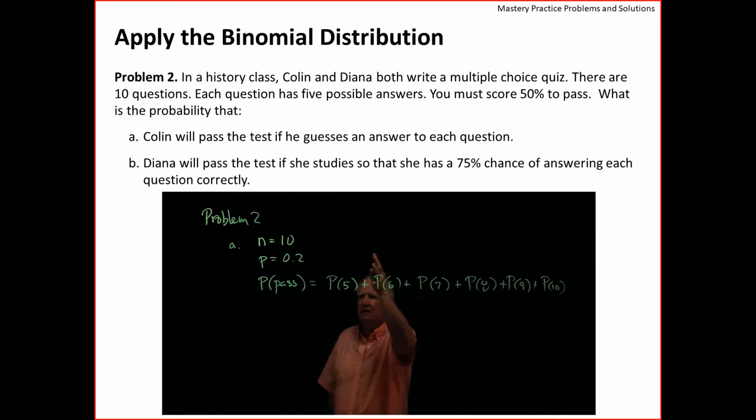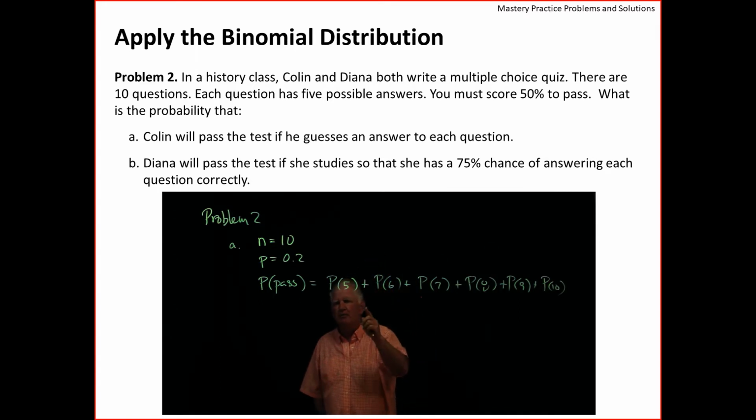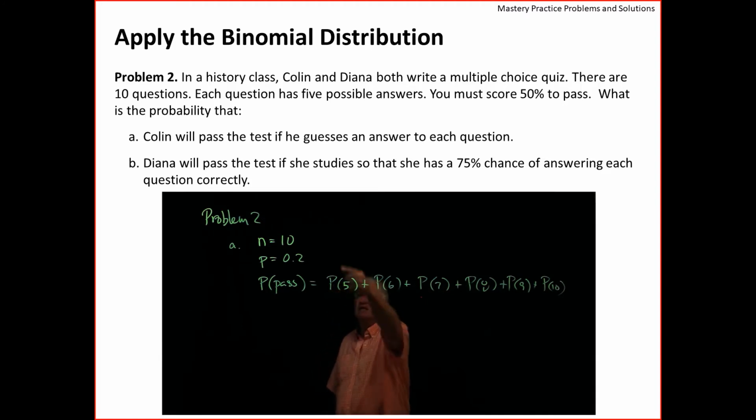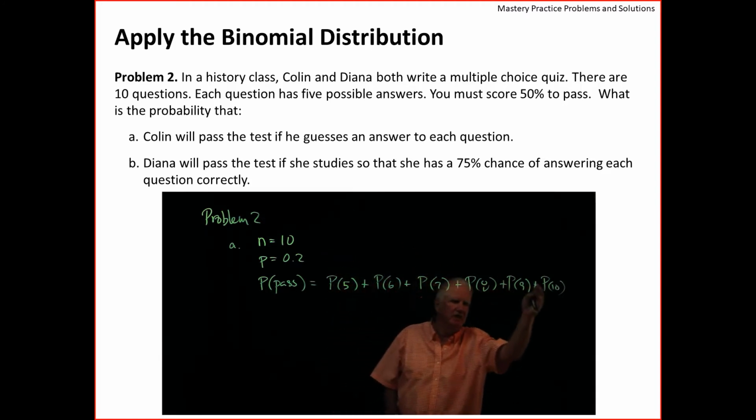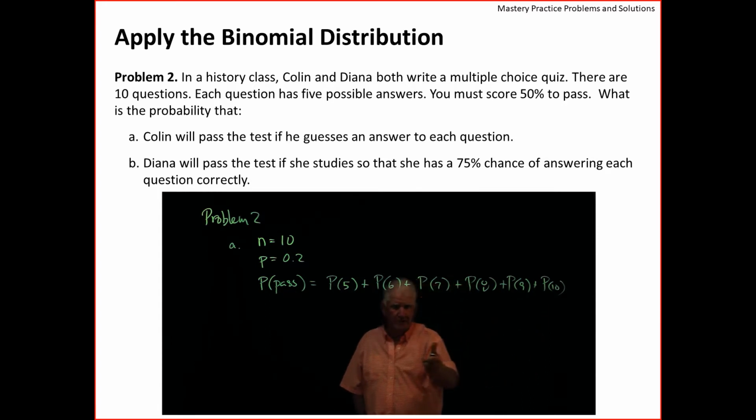We could go in and calculate using binomial PDF, P of 5 if n equals 10 and p equals 0.2, P of 6, P of 7, P of 8, P of 9, P of 10. I could add those all up, and we're done.